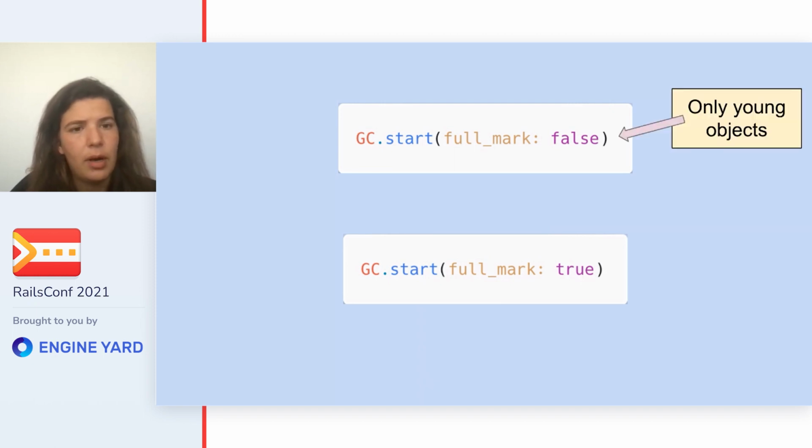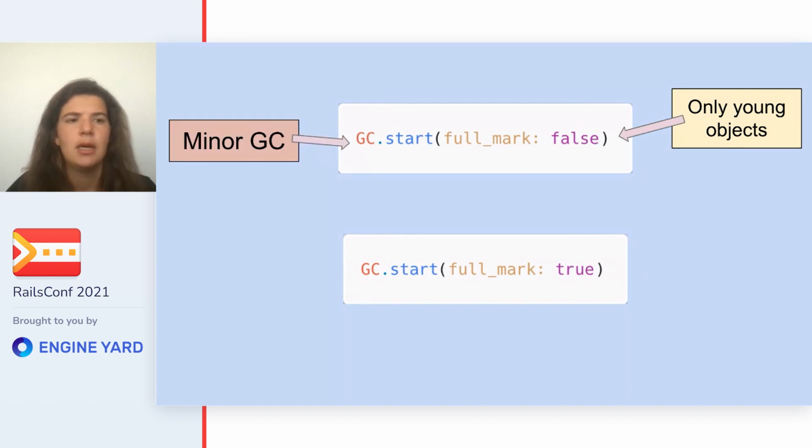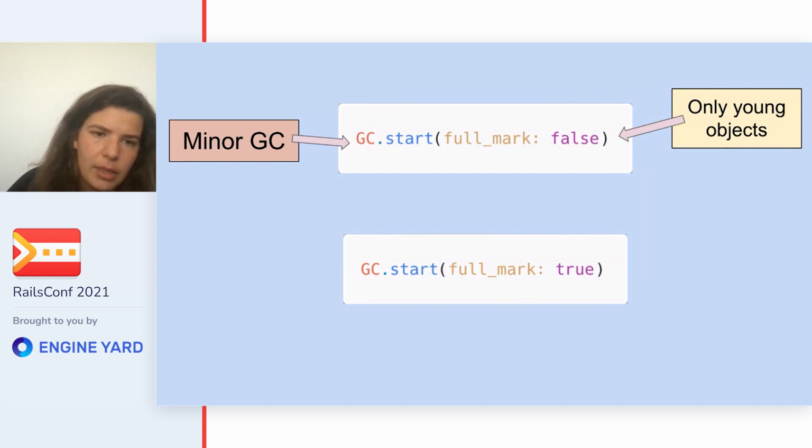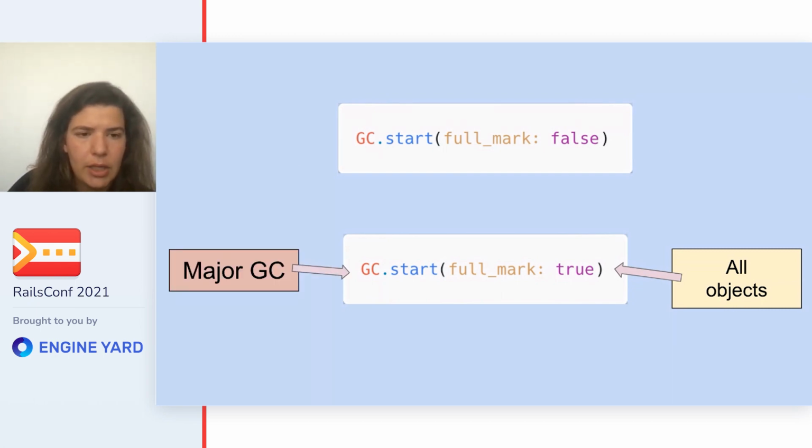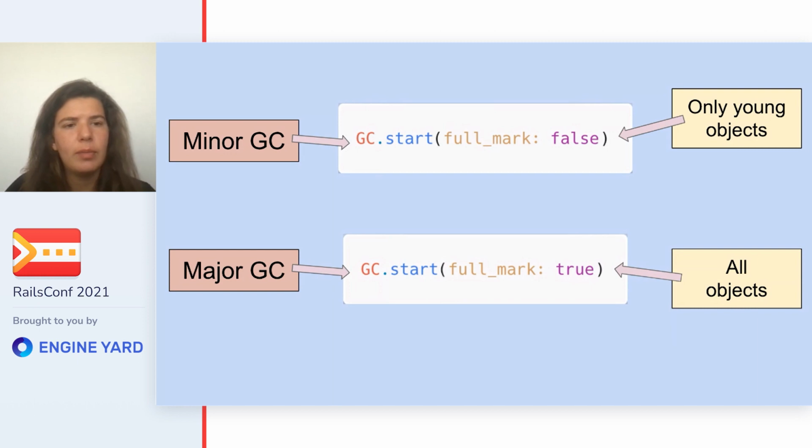So what's full mark? Well, it's whether or not it's going to look at every object. So full mark false is only going to look at young objects. And this is actually called a minor garbage collection. And then full mark true is going to look at all objects, which is a major garbage collection. So Ruby has two different concepts: minor garbage collection, which looks at fewer objects and runs more frequently, and then major garbage collection.